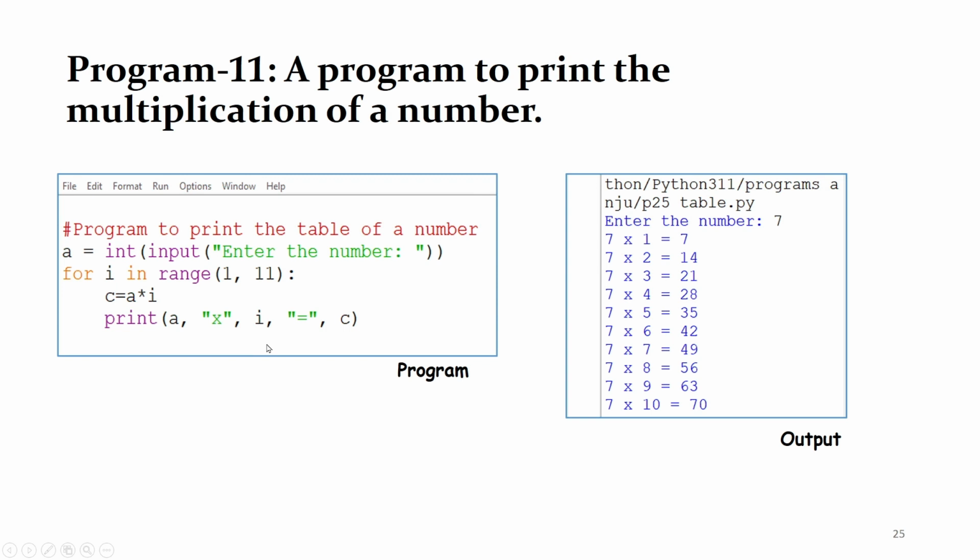So here I have accepted the value as 7. In the first iteration, it is printing 7 into 1 equals 7. Then the value of I became 2 and it is printing 7 into 2 equals 14, 21, 28 and so on till it reaches 7 into 10. That is, the value of I became 10 and equals 70. And when the value became 11, it stopped.